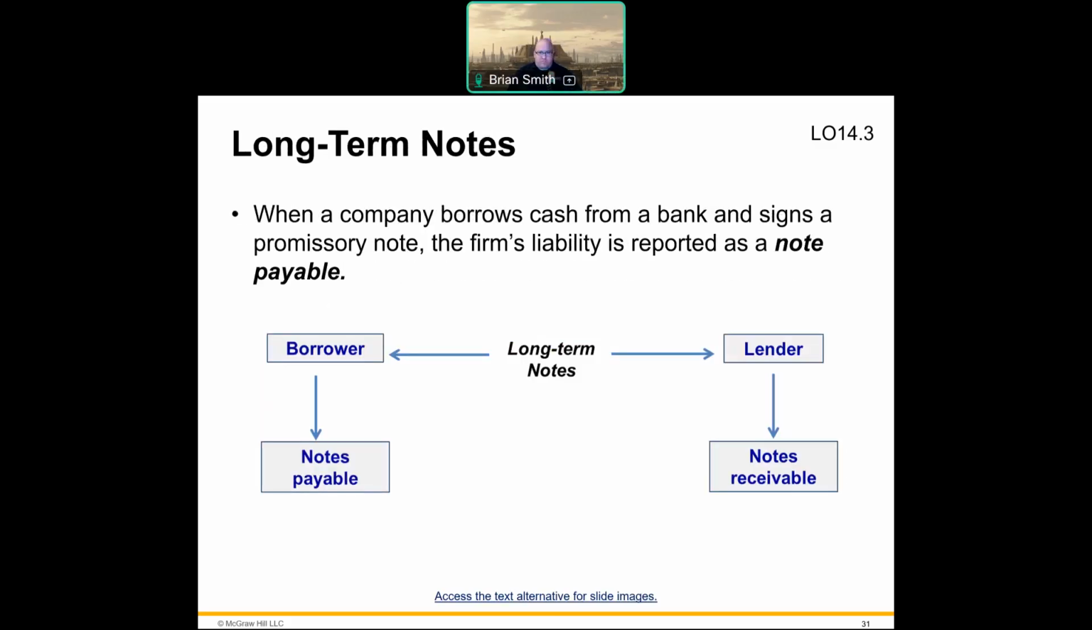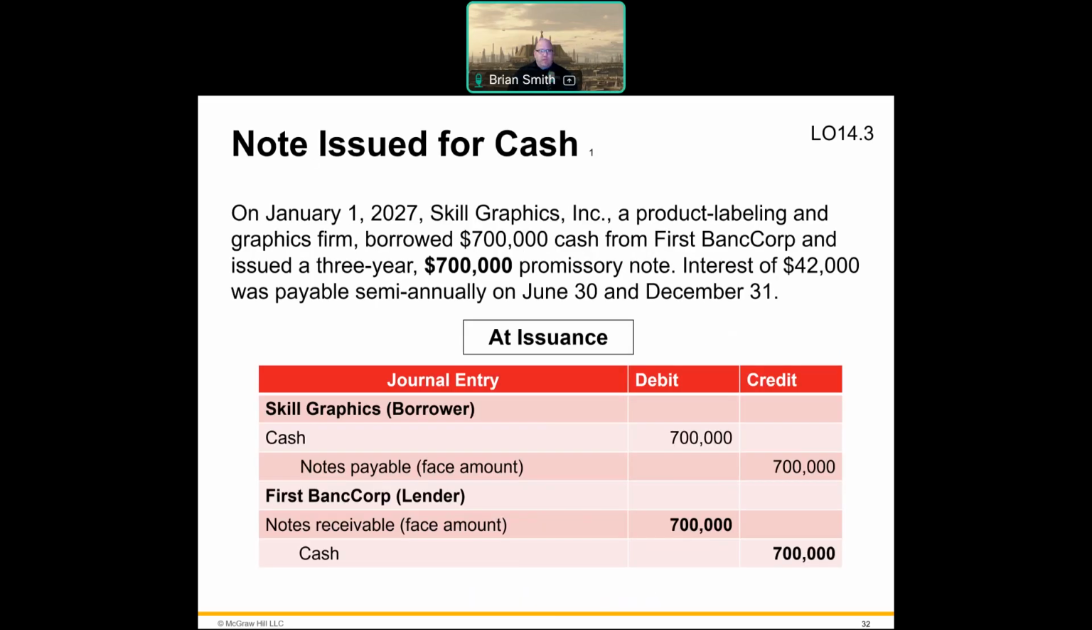Okay, long-term notes. Hopefully you know this. When a long-term note is issued, the borrower, who's the issuer, gets a notes payable liability. The lender gets a notes receivable asset. We issue it for cash. It's just straight cash, 700,000 for cash. Credit notes payable, which is its face value. The lender debits the notes receivable and credits cash.